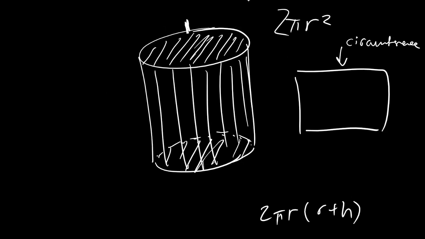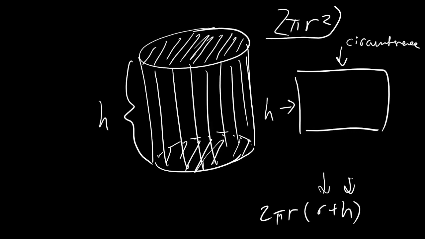Let's get rid of these. What would this side be? Well, it's this side. This is called the height, how tall it is. That's the height. This is the radius. So that's how we get this.